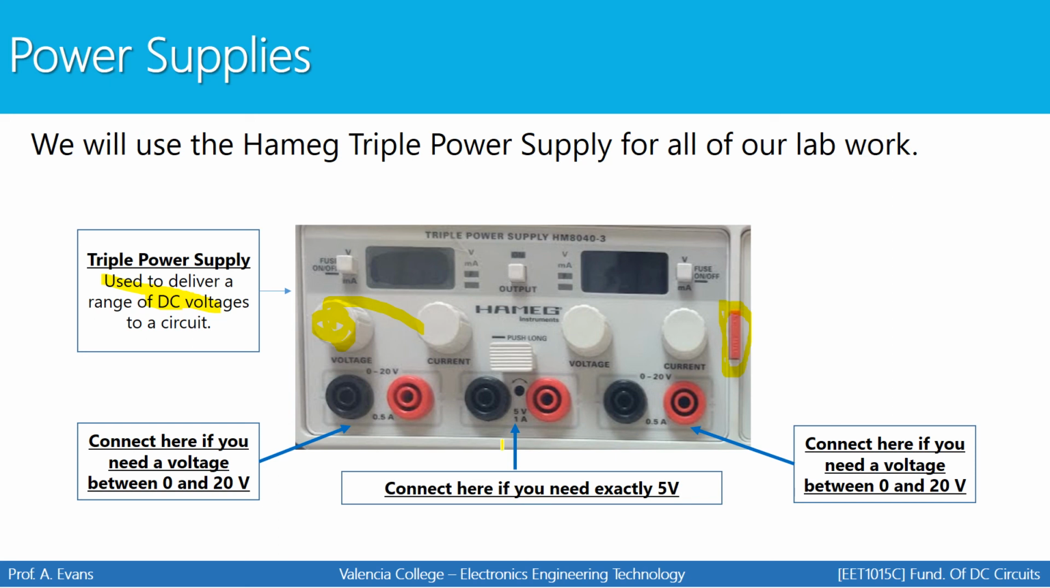It gives you 5 volts and nothing else. So as we're doing our labs, you'll want to make sure that if you need something other than 5 volts, you'll use the port on the left or the port on the right, and you'll use the knob to set the voltage that you want. Again, this one here is only if you need exactly 5 volts, and it'll give you exactly 1 amp of current with those 5 volts.